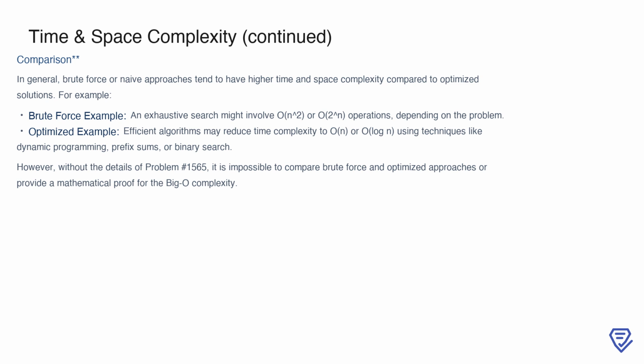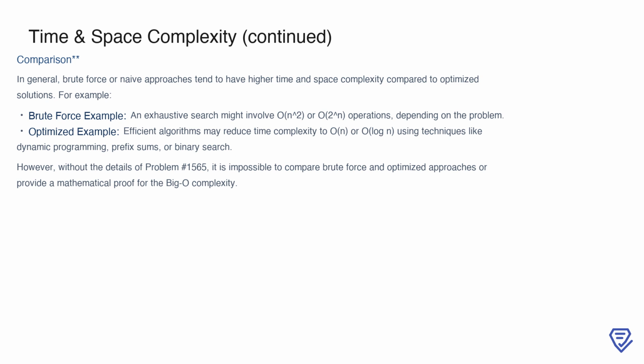For instance, an exhaustive search might require O(n²), or even O(2^n) operations, depending on the nature of the problem. Optimized approaches, on the other hand, aim to reduce these costs using techniques like dynamic programming, which minimizes redundant calculations, or binary search, which narrows down possibilities efficiently. These methods can bring time complexity down to O(n), or even O(log n).